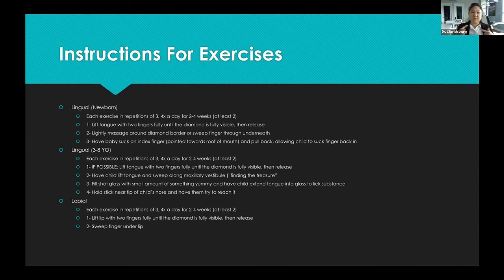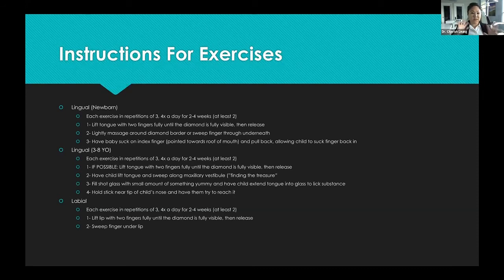Then the second one is you're going to massage around it, and then you're going to swipe your finger through just to make sure that it's not reattaching. And then next, you're going to have the baby suck on the index finger, and you're going to pull back a little and make sure that they're sucking it back in. That's going to help to strengthen that tongue and that muscle.